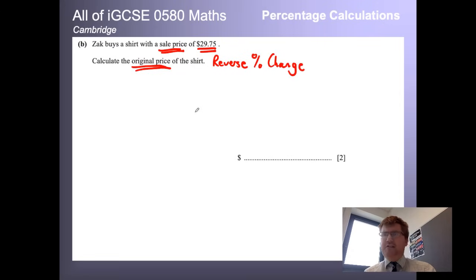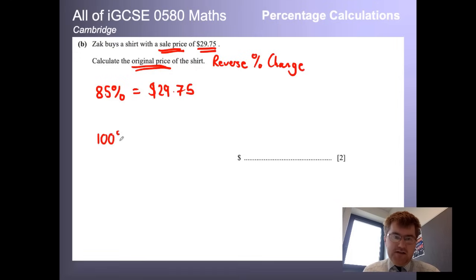So let's think about this. If you start with 100% and you take off 15%, well, you're left with 85%. And what this question is saying is that 85% of the original price is equal to $29.75, and we want to find the original. So we want to find 100%. So we need to go through a couple of calculations here to work this out.